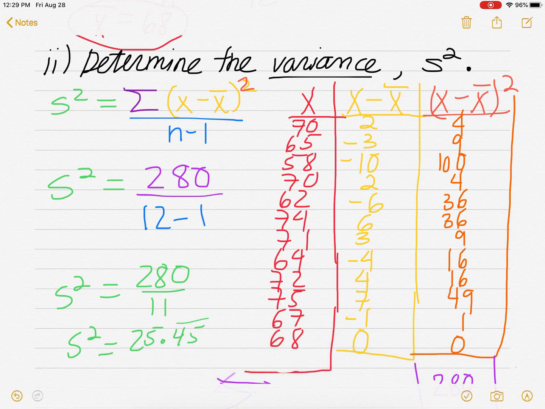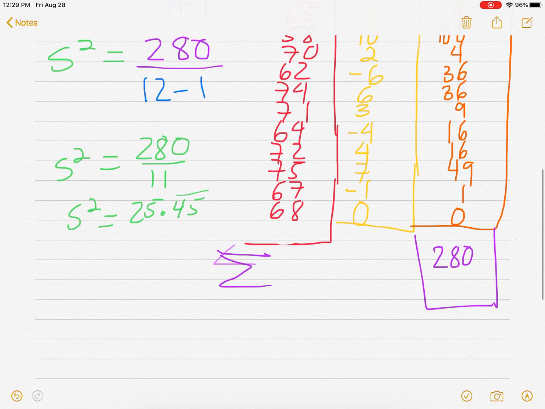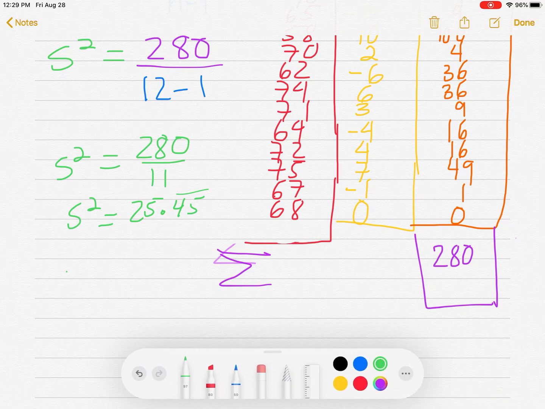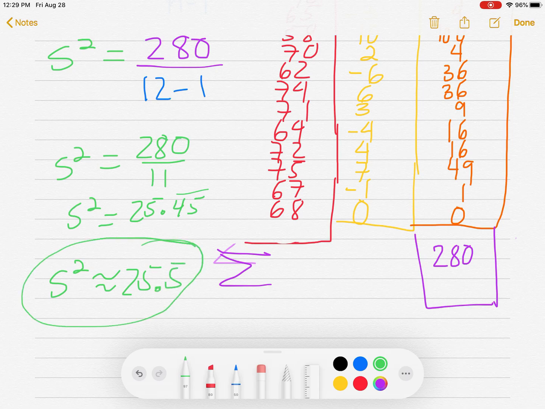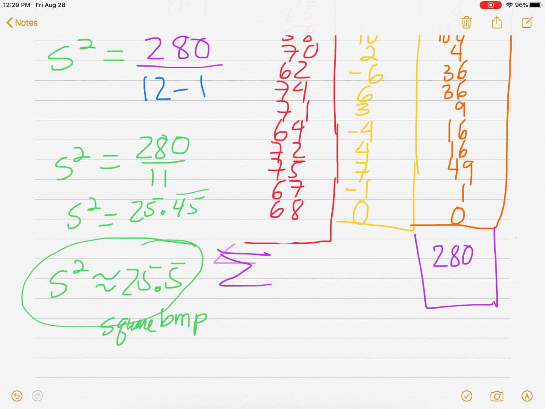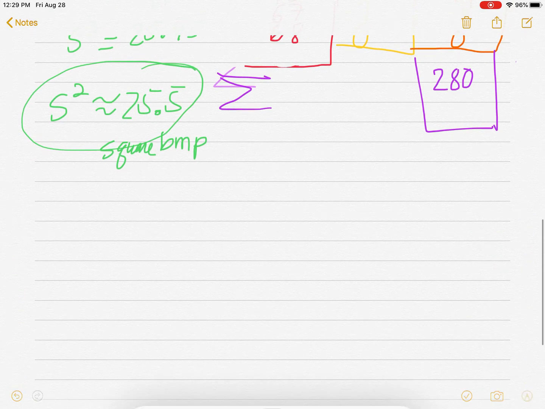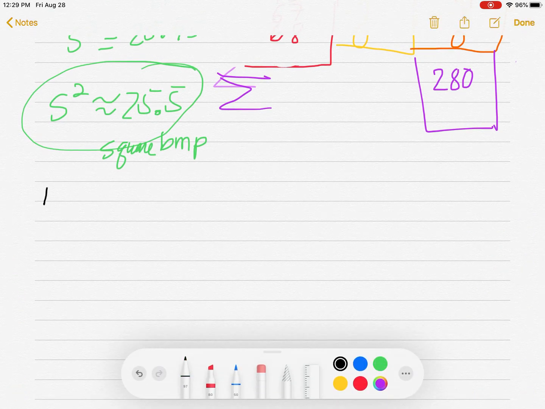If you want to round that off to one more decimal place than the regular data values, you would say it's approximately 25.5, right? So that's my variance. And the units here are going to be beats per minute squared, so square beats per minute, I'll say. Yeah, strange type of unit, square beats per minute. What does that even mean? I don't know.